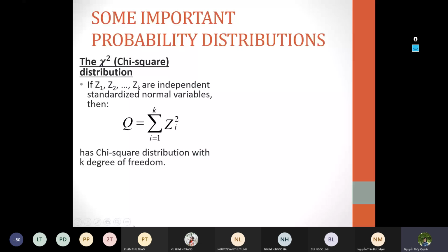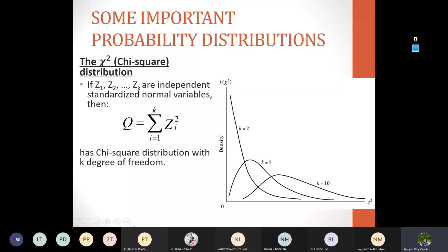This is the shape of the chi-square distribution with different degrees of freedom. Now look at the figure. You can see that the chi-square distribution is not a symmetric distribution. And we can see that for different degrees of freedom, the chi-square distribution has a different shape.